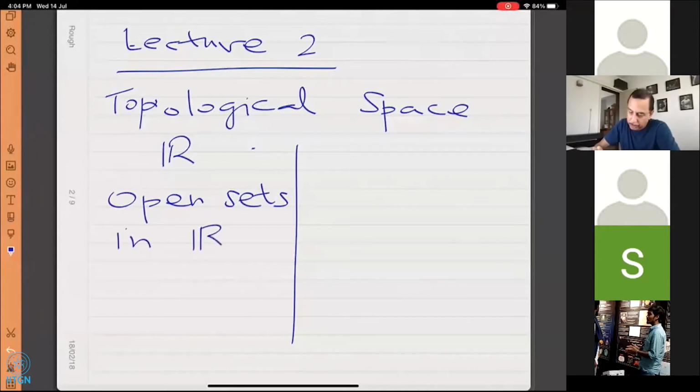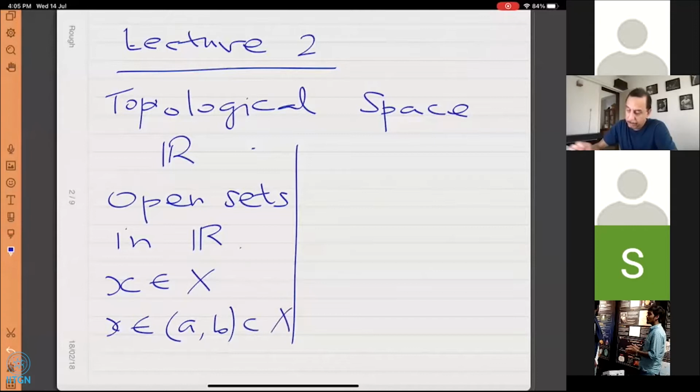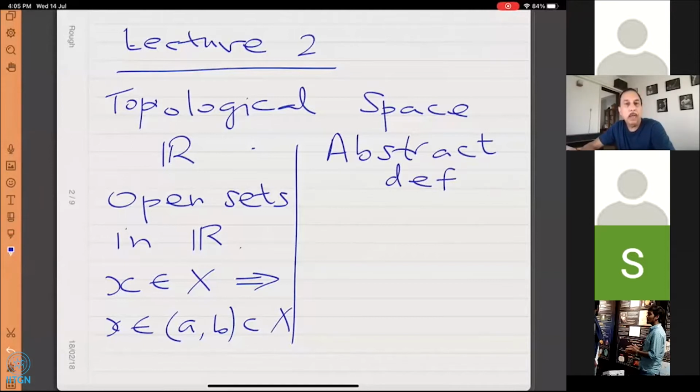And if you remember what these are: if x is in some subset X, then x should be inside an open interval which is fully contained in that set X. So every time there's a point in R which is in some set X, it should be true that x is contained in an open interval which is fully contained in X. Then the set capital X is called an open set in R. Then we wrote some properties of this, and with those properties, we gave a completely abstract definition which does not talk about intervals and does not talk about R at all.